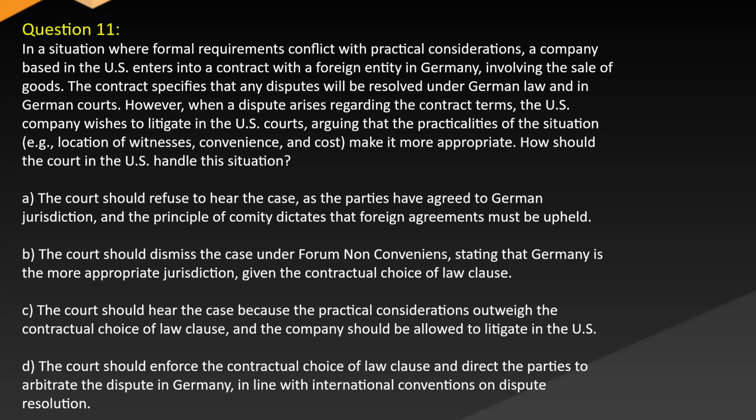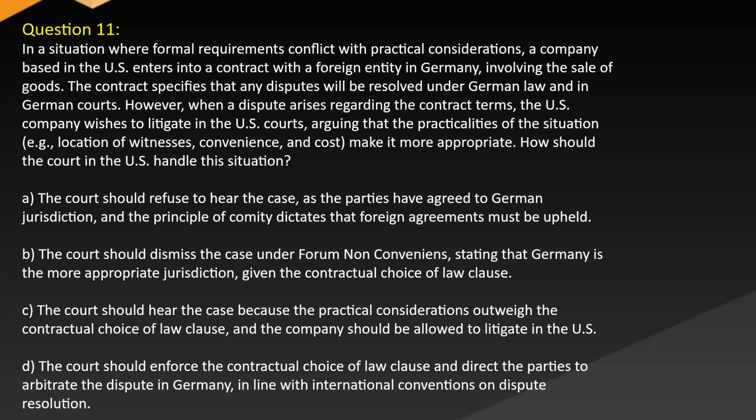courts, arguing that the practicalities of the situation, location of witnesses, convenience, and cost make it more appropriate. How should the court in the U.S. handle this situation? A. The court should refuse to hear the case as the parties have agreed to German jurisdiction and the principle of comity dictates that foreign agreements must be upheld.